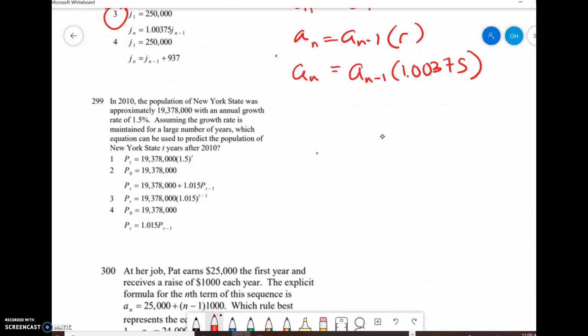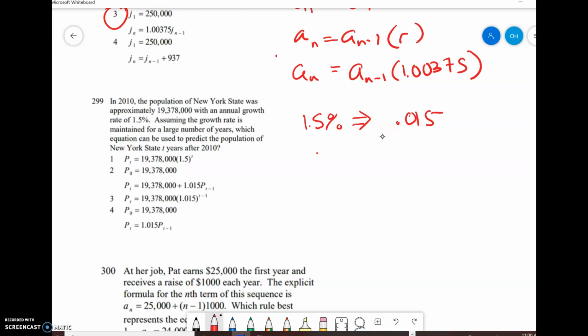Number 299. In 2010, the population in New York State was approximately 19,378,000 with an annual growth rate of 1.5%. Okay, so if it's 1.5% as a decimal, that is 0.015. So that's your growth rate. Remember, that's the same thing as a growth factor. Assuming this growth rate is maintained for a large number of years, so we're assuming that this is the same percentage increase, which equation can be used to predict the population in New York State 2 years after 2010.